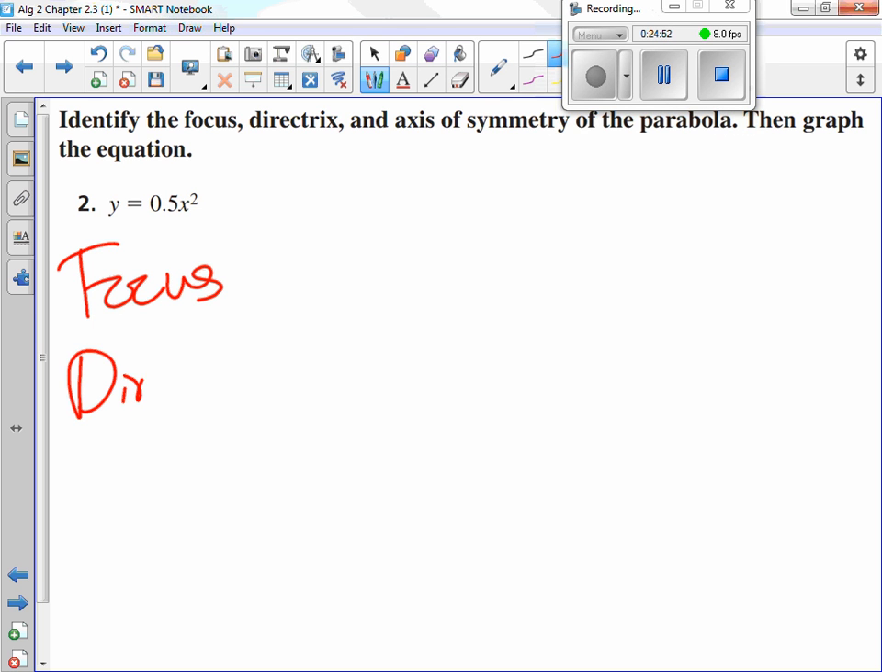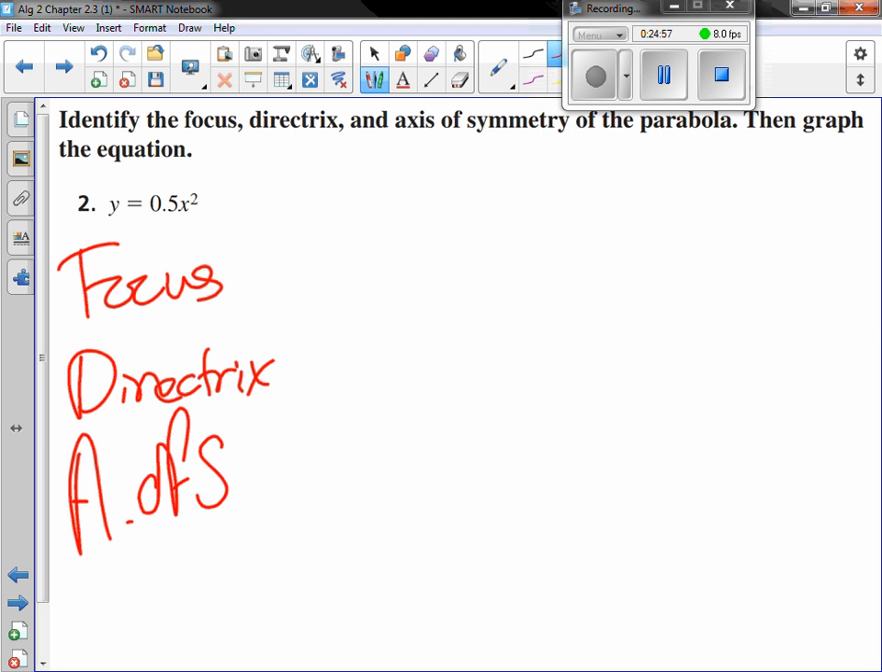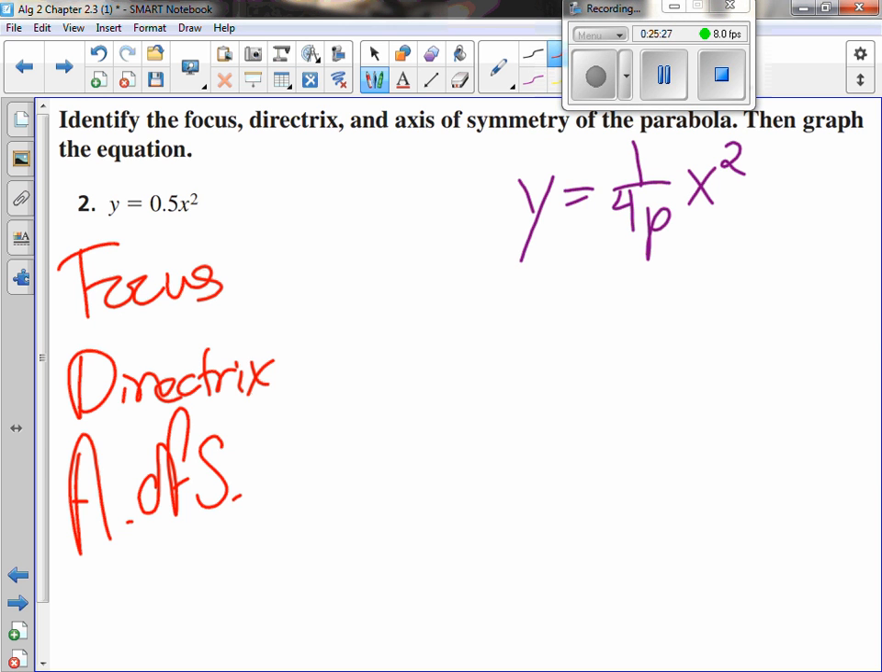Focus, directrix, axis of symmetry. So looking at our equation, which variable is being squared? X. So since I see that x is being squared, I can reference back to my equations, and I'm going to be looking at y equals 1 over 4p x squared. Well, it also told us something. It told us the axis of symmetry is x is equal to 0.